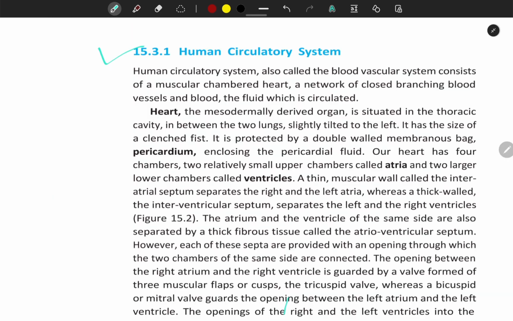15.3.1 Human circulatory system. Human circulatory system, also called the blood vascular system, consists of a muscular chambered heart, a network of closed branching blood vessels and blood, the fluid which is circulated. Heart, the mesodermally derived organ, is situated in the thoracic cavity in between the two lungs, slightly tilted to the left. It has the size of a clenched fist. It is protected by a double-walled membranous bag, pericardium, enclosing the pericardial fluid.